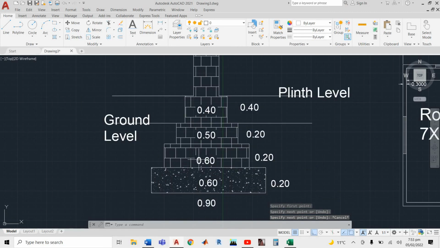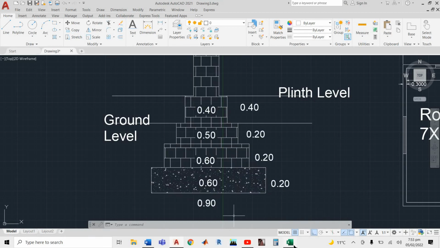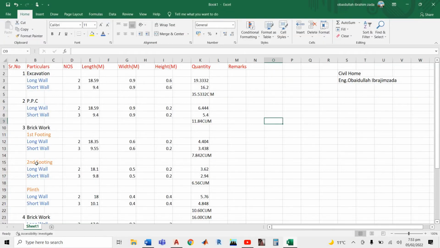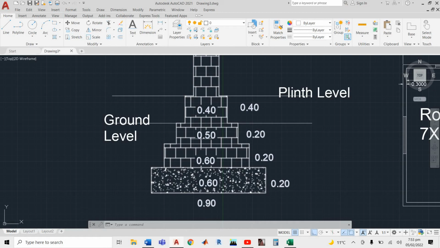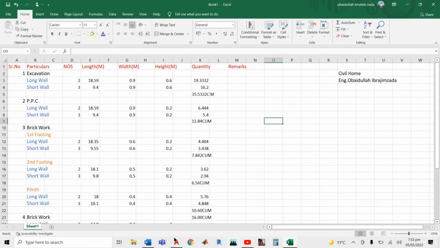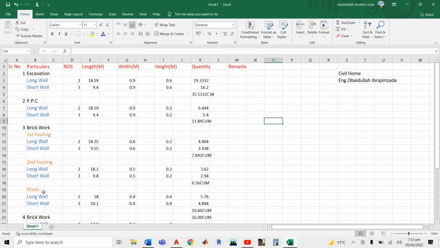So the other thing that we have is Z footing. Z footing is this. We have to consider this also for the long wall and short wall. Then we have dome footing. Dome footing is this, actually 0.50. We have to define this for the long wall and short wall method. And the third one we have plane level. Plane level is this. We have to also consider 0.4 height, and also consider this for the long wall and short wall method.